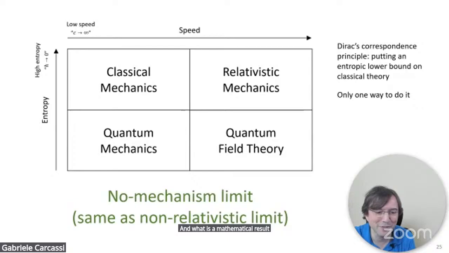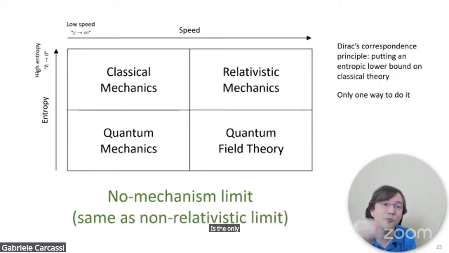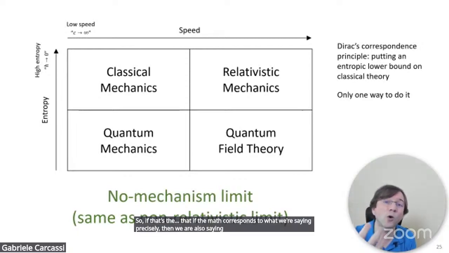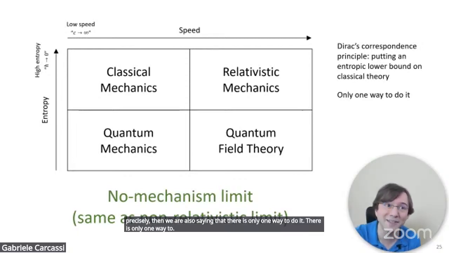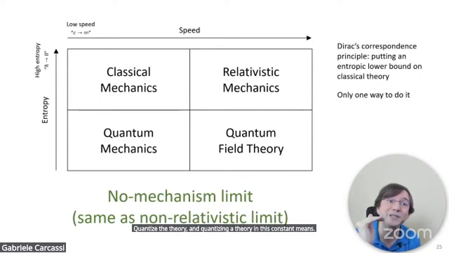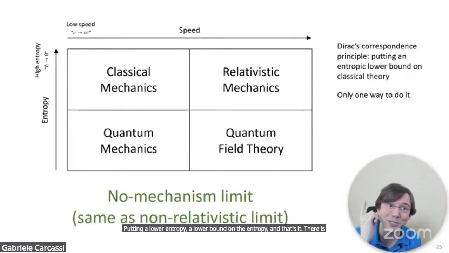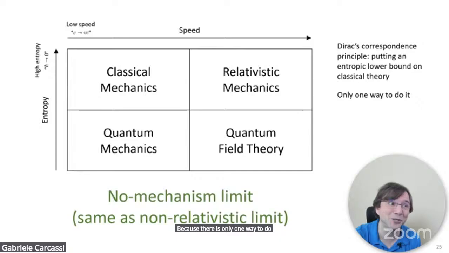And what is the mathematical result? The mathematician tells me it is true that there is only one way to do it. If you're doing it in phase space, the Moyal bracket, the one used in quantum mechanics for phase space, is the only one-parameter group deformation of the Poisson bracket. So if the math corresponds to what we're saying precisely, then there is only one way to quantize the theory, and quantizing a theory means putting a lower bound on the entropy, and that's it. There is nothing else, because there is only one way to do the thing that we are actually doing.